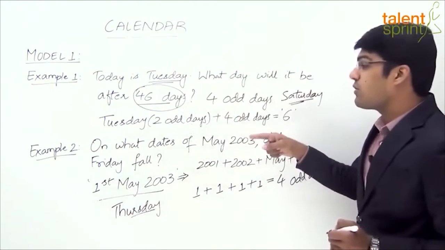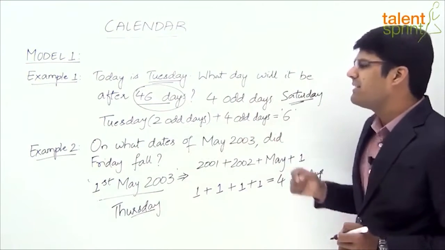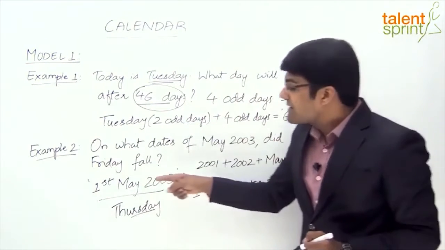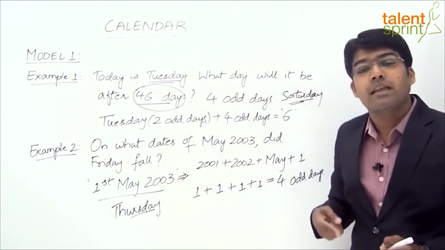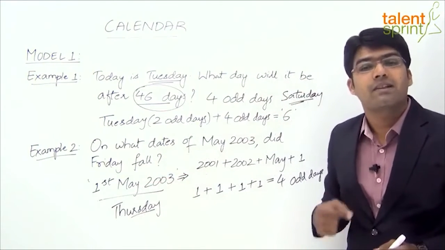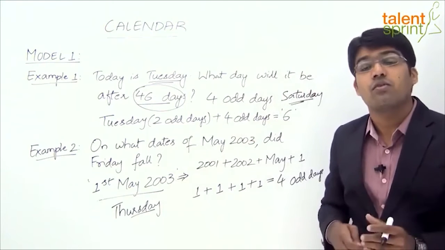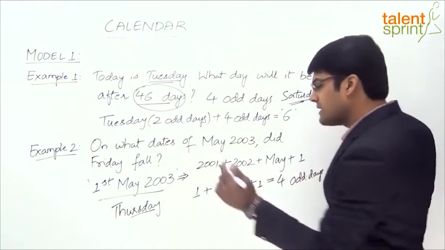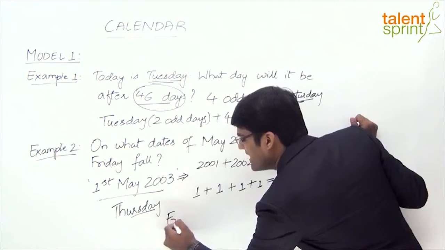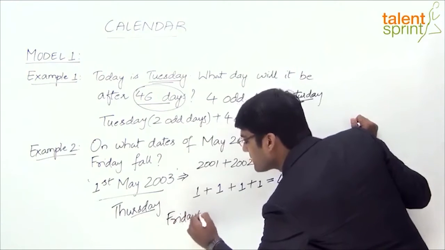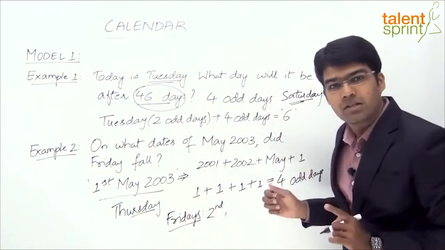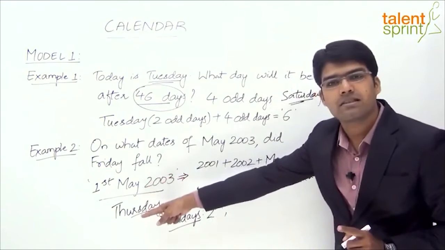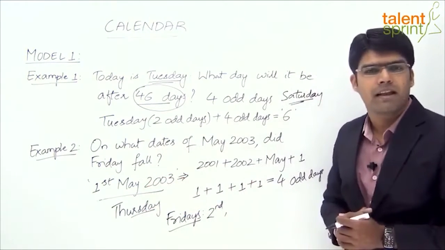But the question says, on what dates of May 2003 did Friday fall? Now 1st May 2003 was a Thursday. So it's obvious that the 2nd May 2003 will be a Friday. 2nd of May 2003 will be a Friday. So on what all dates will it be a Friday? Let's calculate. The first Friday will be on 2nd of May. Since 1st May 2003 is Thursday, 2nd May 2003 will be a Friday.